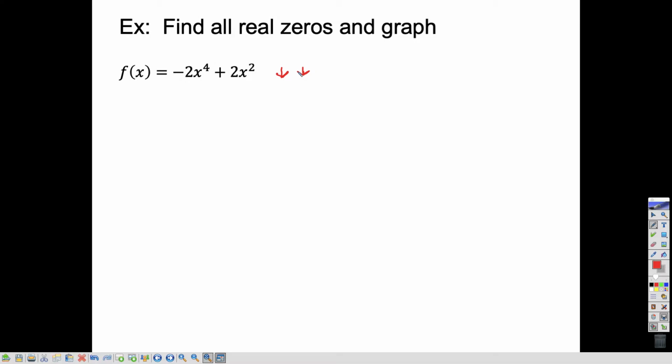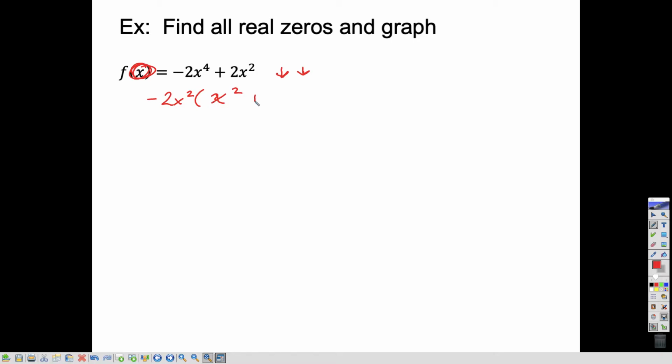And so now I need to find zeros. How do I find zeros of a polynomial function? Set it equal to zero and solve. And to solve, I have to factor, correct? Okay, so I have negative 2x to the 4th plus 2x squared. Can I factor something out? You can't combine them, they're not like terms. So I can factor out a negative 2x squared. Then I'm left with x squared plus 1?